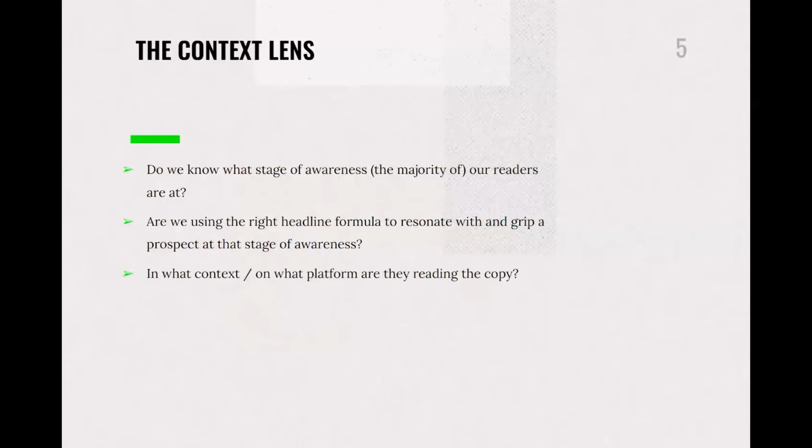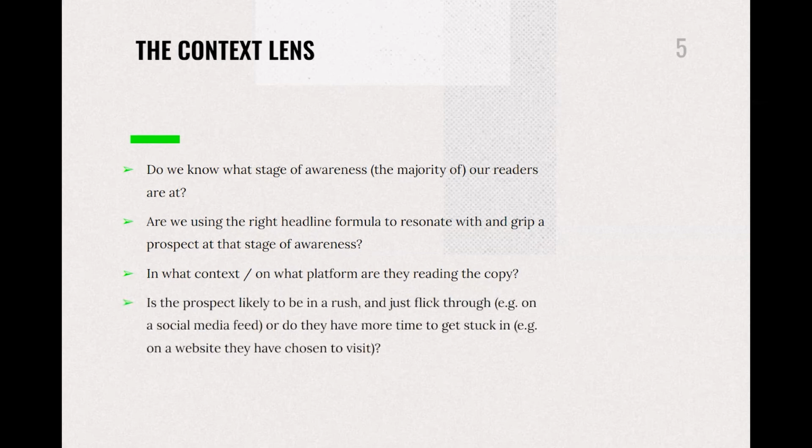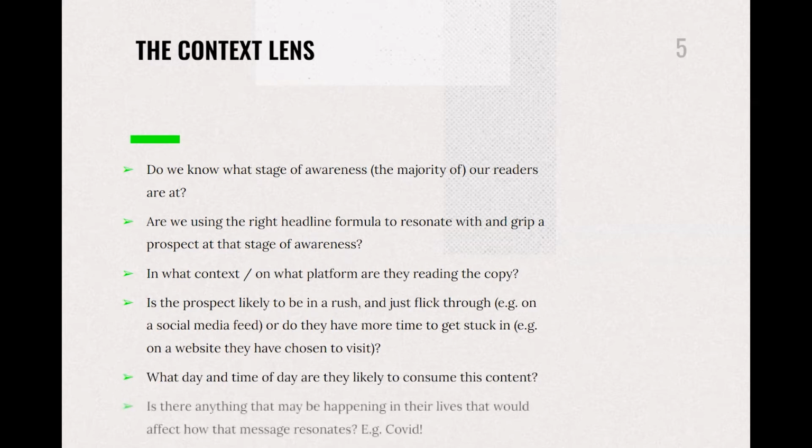Now, in what context or on what platform are they reading the copy? That's another one to think about that I mentioned. Is the prospect likely to be in a rush, as I said? And what day and time of day are they likely to consume this content is another thing to think about. And lastly, as I said, is there anything that may be happening in their life? Just consider all of these aspects.